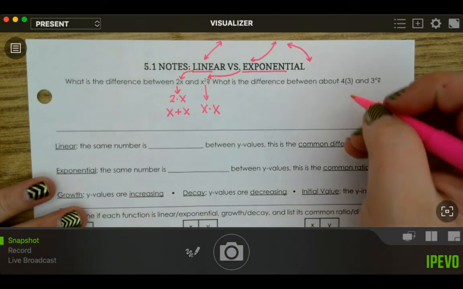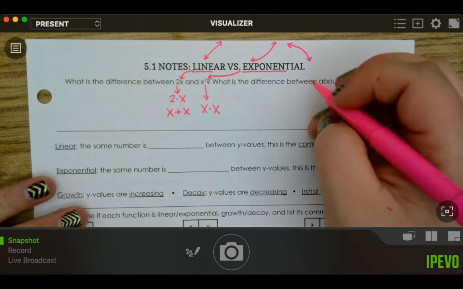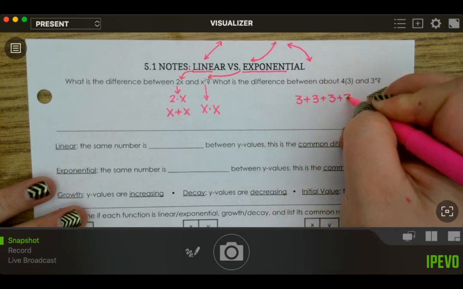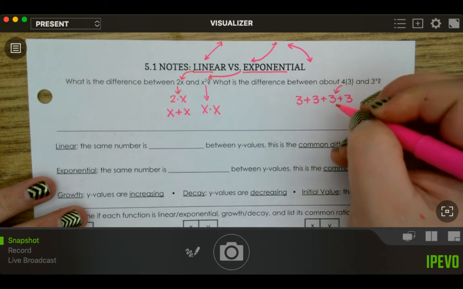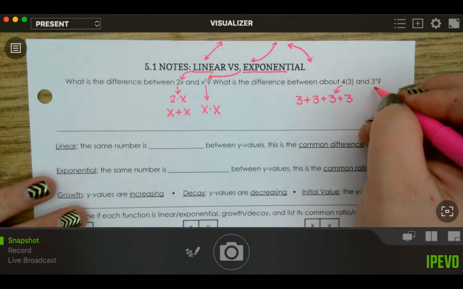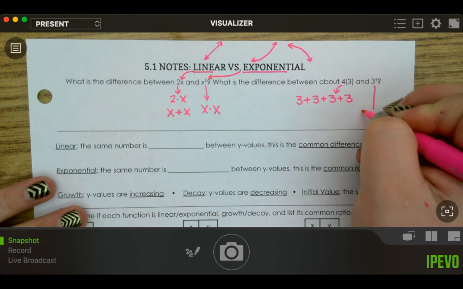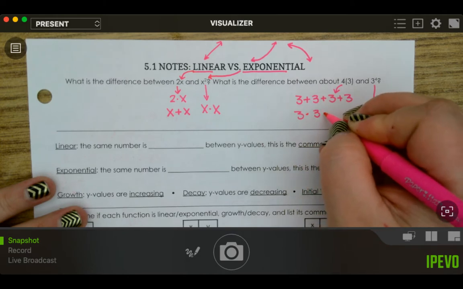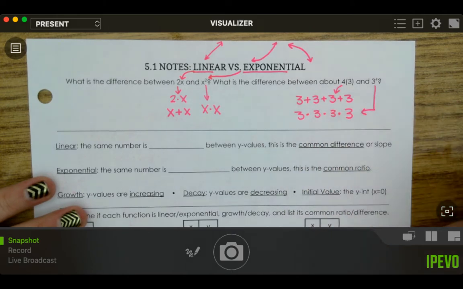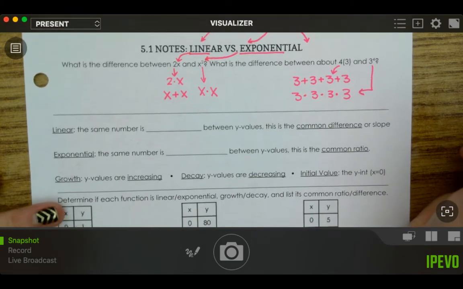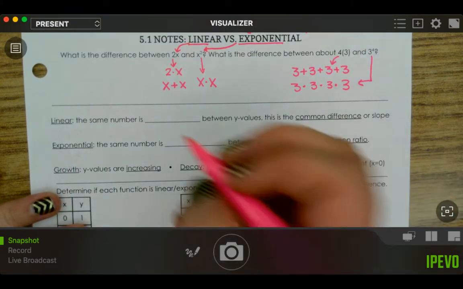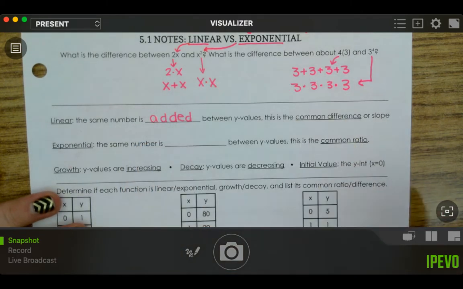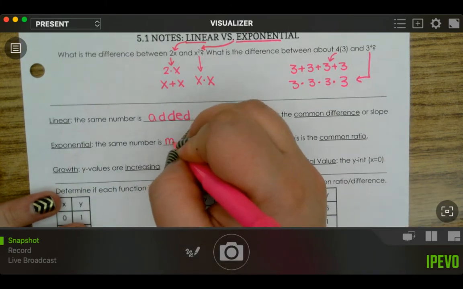Same idea over here. 4 times 3 just means you have four threes added together. This one is the linear one. The one with the exponent, instead of 3 plus 3 plus 3 plus 3, it's 3 times 3 times 3 times 3. So the whole main difference between linear and exponential is that for linear, you're going to be adding the same number each time. For exponential, you're going to be multiplying.